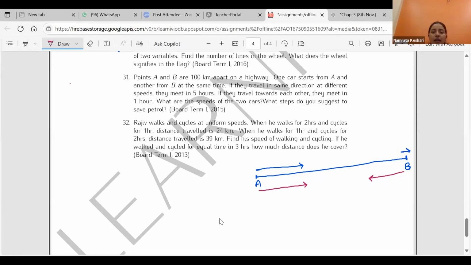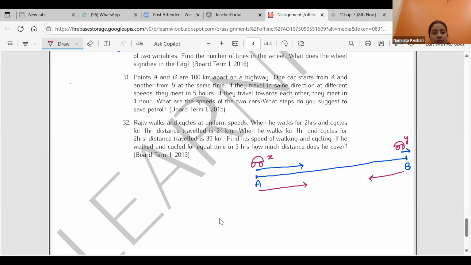They are traveling in the same direction, that means either this way or this way. When they are traveling in the same direction, then speed will work like a relative, the resultant speed. Suppose car A's speed is X and car B's speed is Y, then here the resultant speed will work. That means X Y.